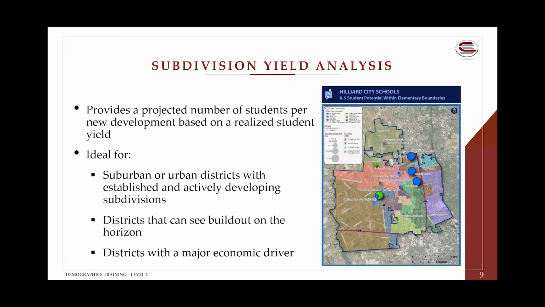A subdivision yield analysis studies and calculates historical student yield by housing type. Subdivision yields can be determined by analyzing the housing data for the areas that make up a school district. By comparing housing types, locations, and densities of where students live, yield factors can be established for all geographies of a school district. These yield factors can be applied to planned or active subdivisions to determine the potential number of students a subdivision could produce.